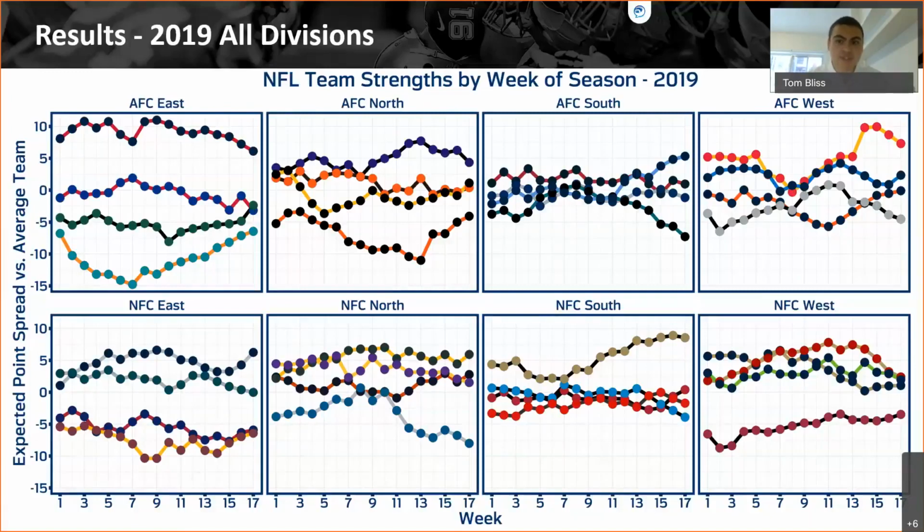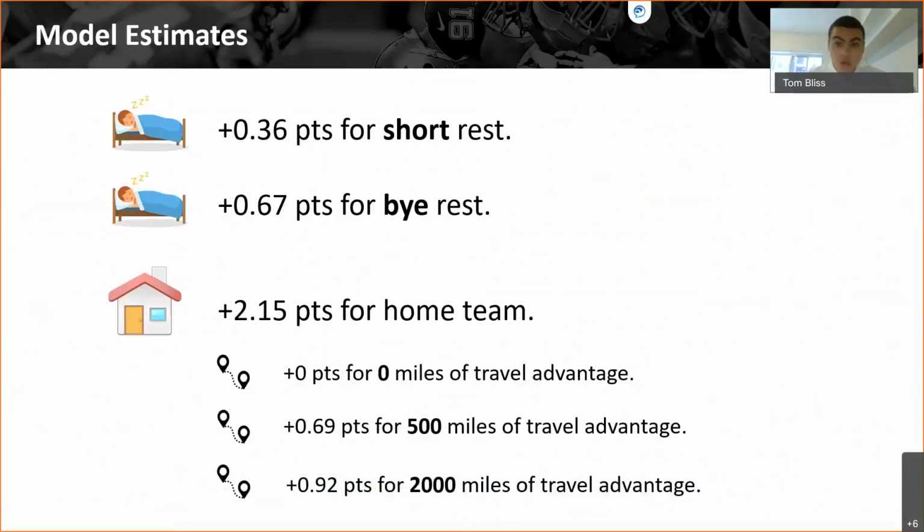All right, now let's talk about the results that we as the league were actually interested in. What does the model actually think in terms of rest, in terms of home advantage, in terms of travel advantage? So short rest is worth about 0.36 points. That's the estimate of the Gibbs sampling model. Bye rest is about 0.67. Those both seem pretty reasonable to me. So they're both about half a point, but bye rest is a little bit more.